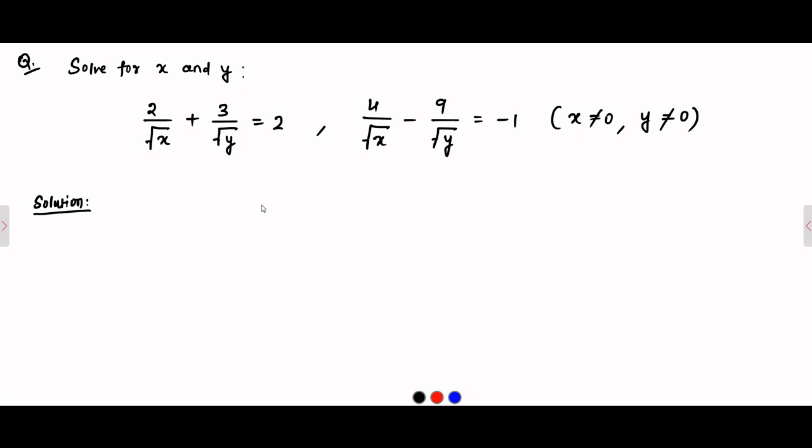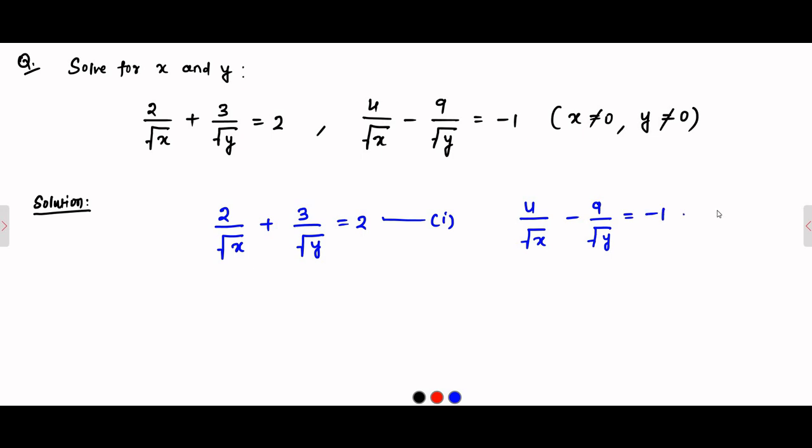So first we'll write the equations always in the present format and assign them numbers so that we don't lose track of the equations. 2 by root x plus 3 by root y is equal to 2, equation 1. 4 by root x minus 9 by root y is equal to minus 1. This is equation 2.